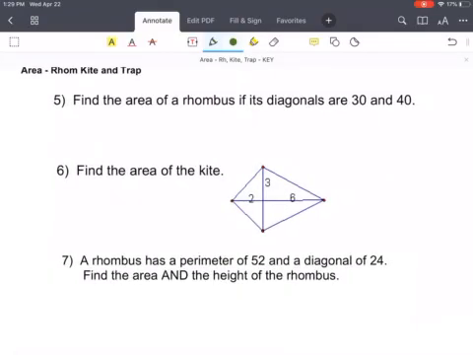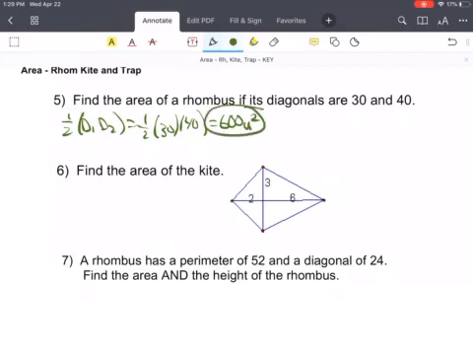For number 5, find the area of a rhombus if the diagonals are 30 and 40. So just use the formula of half of d1, d2. So it's half of 30 times 40. And I'm going to get an area of 600.